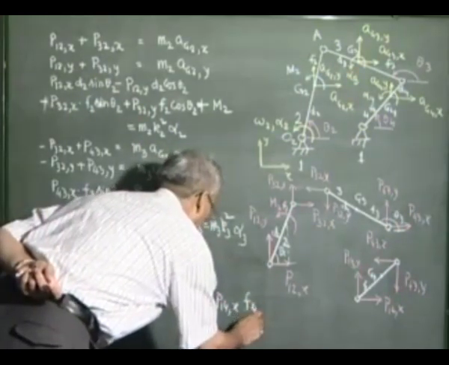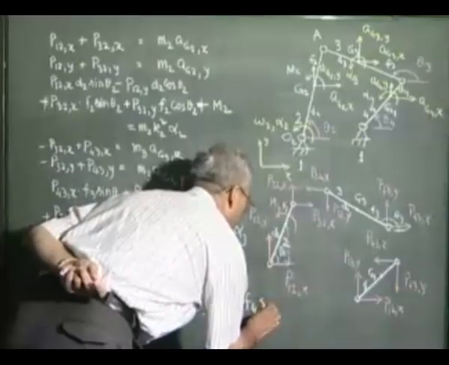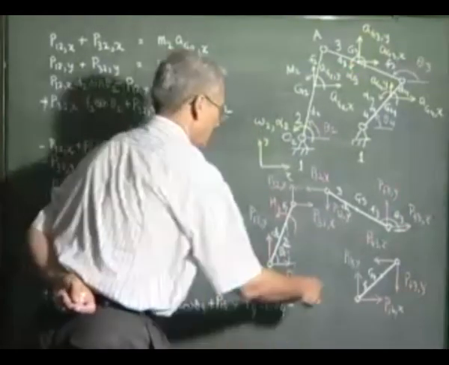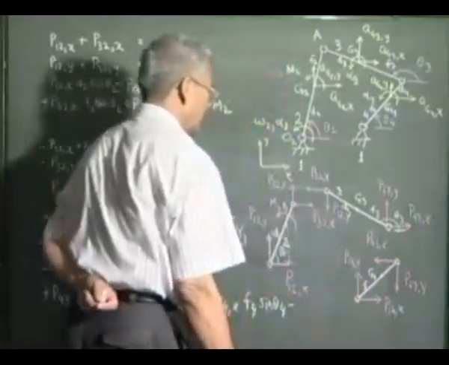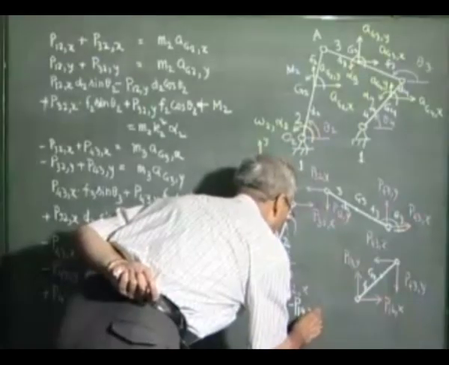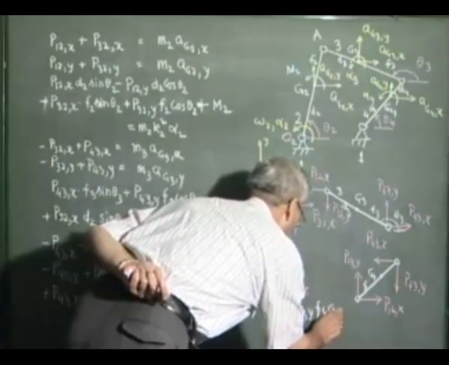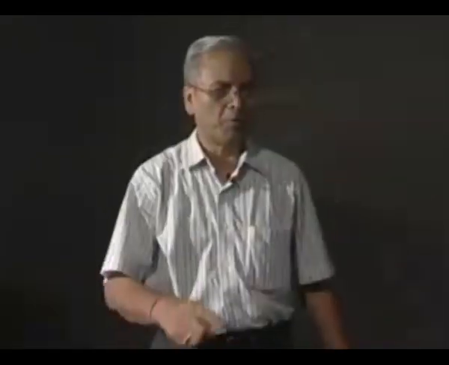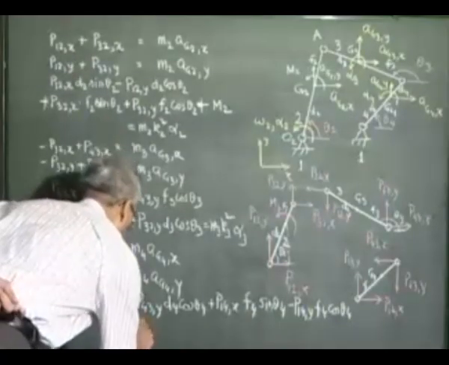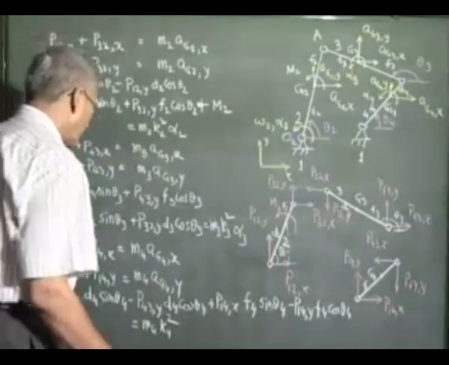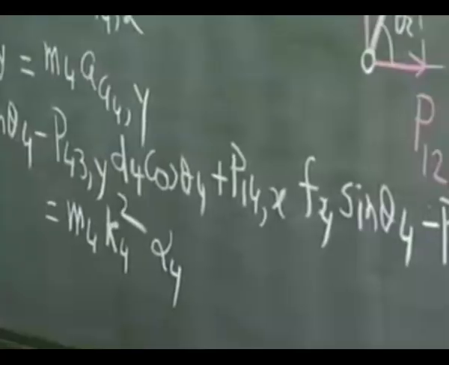And the moment will be F4 sine theta 4, and the y component here will produce a clockwise moment, that means opposite to the algebraically positive direction of alpha 4. This represents the total moment acting on link 4, and it has to be equal to the moment of inertia, which is m4 k4 square into alpha 4.